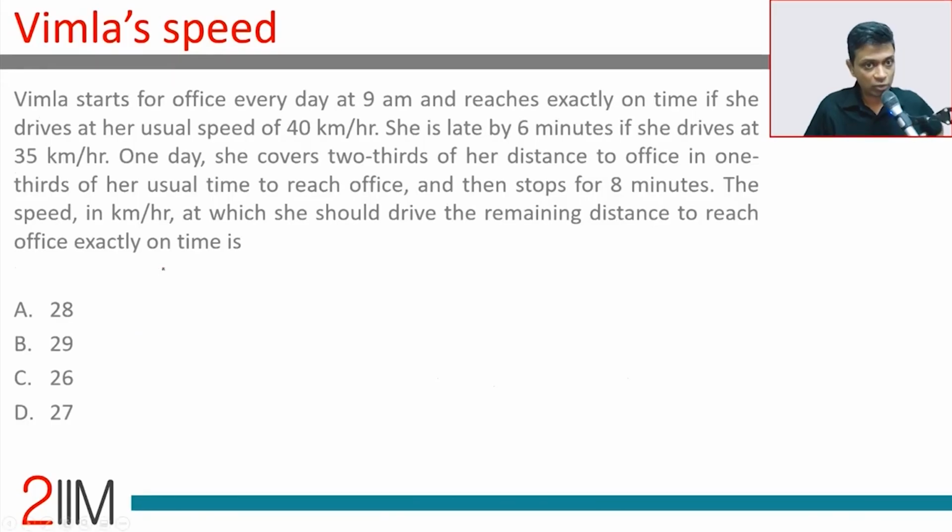Vimla starts for office every day at 9 a.m. and reaches exactly on time if she drives at her usual speed of 40 kilometers per hour. She's late by 6 minutes if she drives at 35 kilometers per hour. Wonderful, wonderful. I'll straight away start like this.